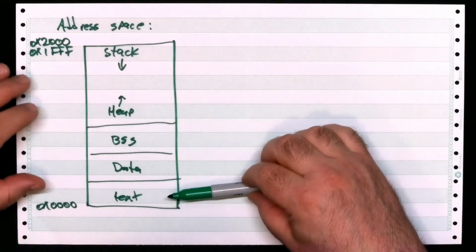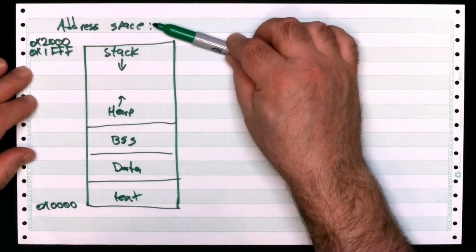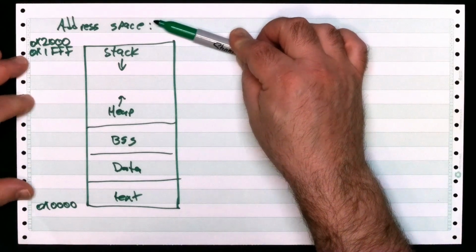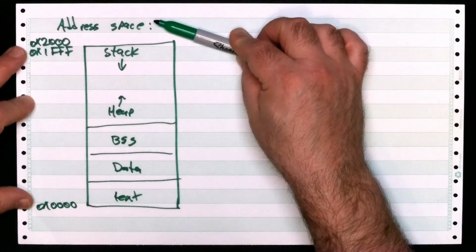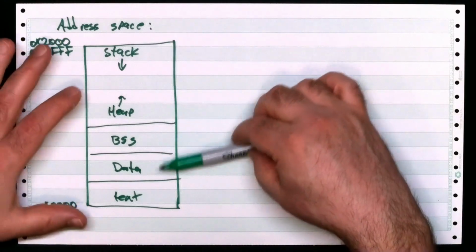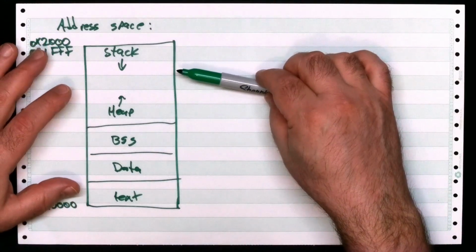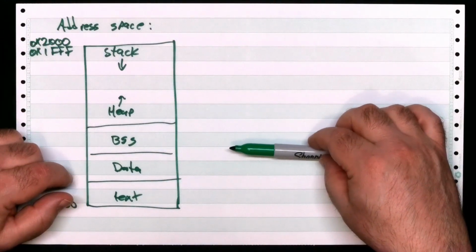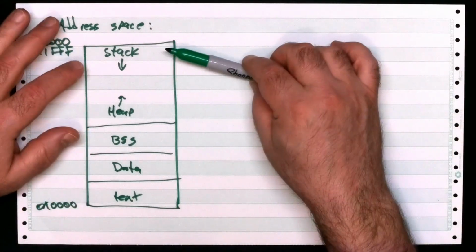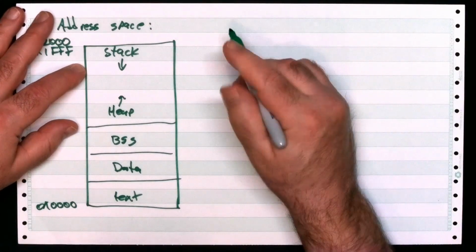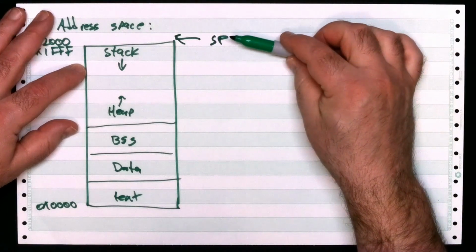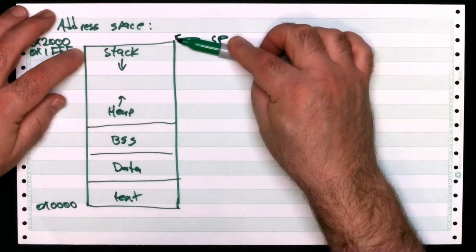Let's do a quick review of what our address space needs to look like in order to run a useful C program on our machine, because it is going to be our responsibility in our freestanding program to create the address space and initialize it so that the C program can function. The C program, when it runs, expects there to be a stack, and it expects the stack pointer to be pointing up here at what we call the top of the stack.